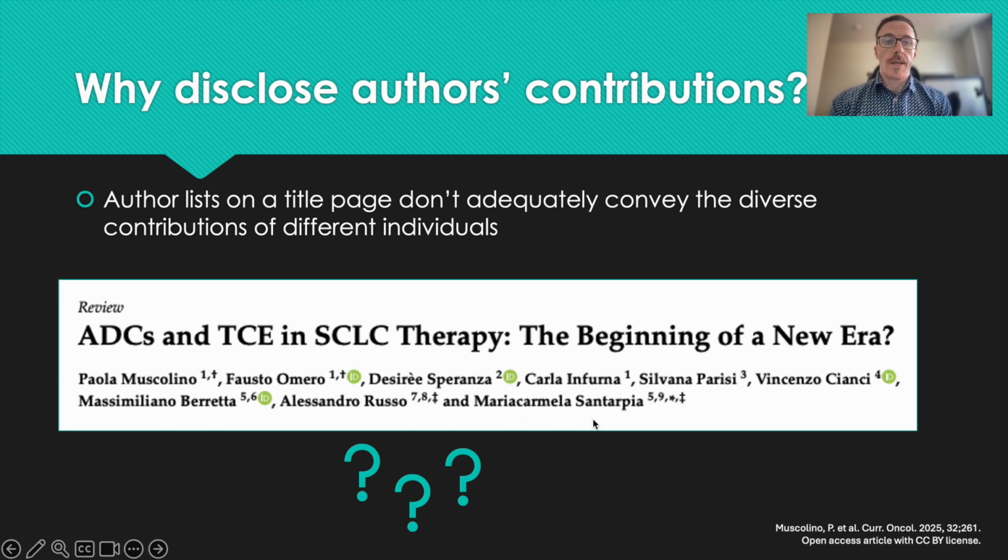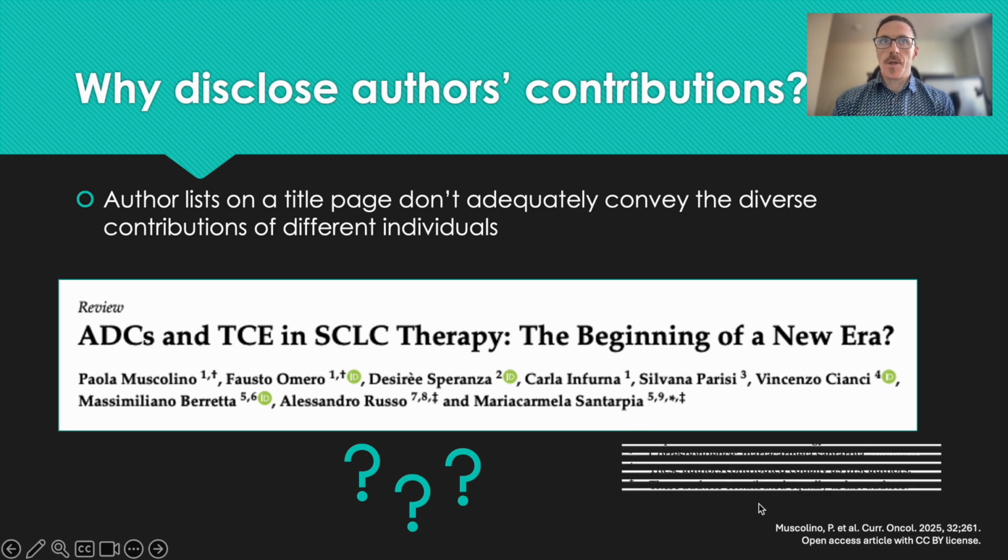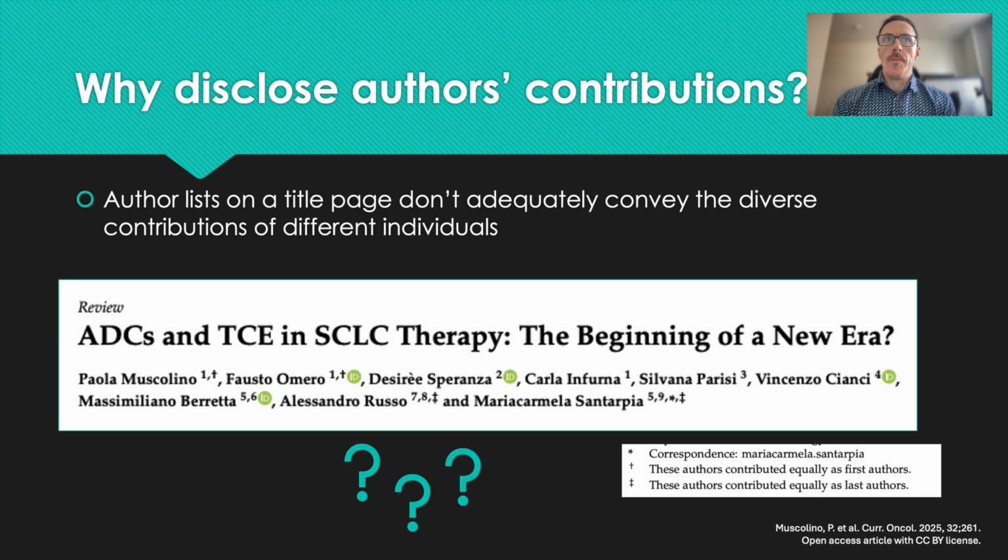So let's look at an example here. This is the author list from a recent paper on oncology. We can see that all the authors are listed here as normal, but we really don't know what role or contribution each of these authors had in the paper.